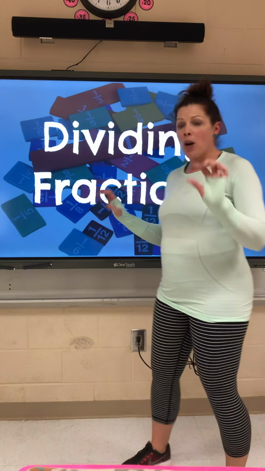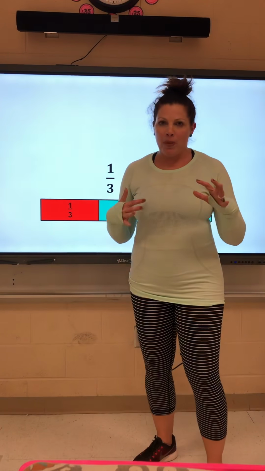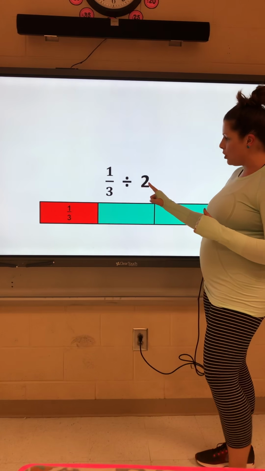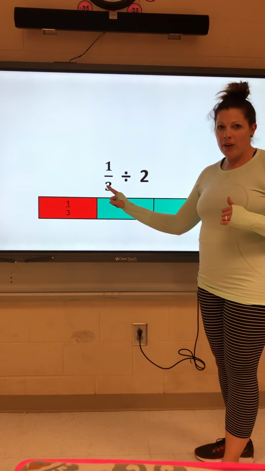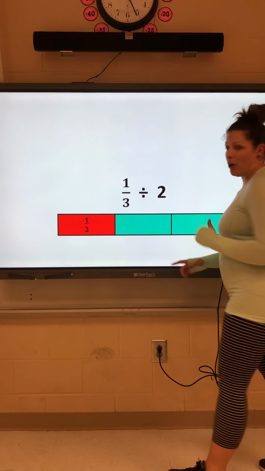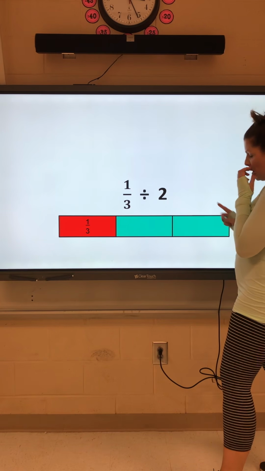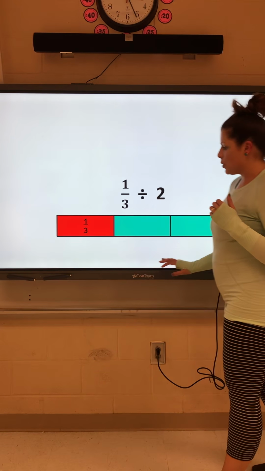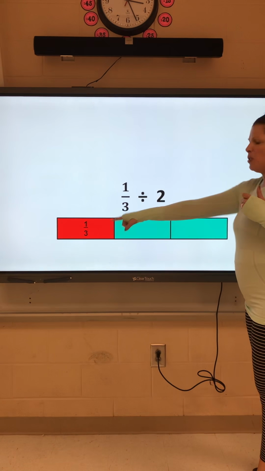This is just a little bit more complicated, okay? So keep up with me. So we're going to see how many 2's are in 1/3. You can see this representation right here just shows 1/3. The red part is 1/3. Here's one whole divided into 3 pieces. There's 1/3. But you need to find out how many 2's are in there.